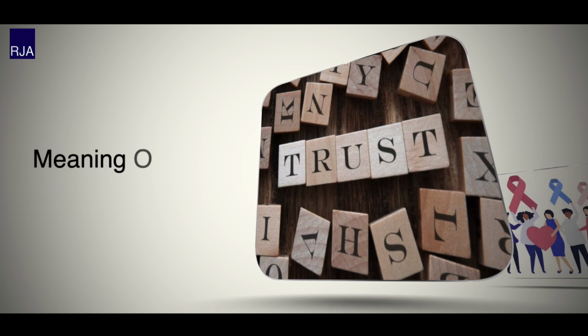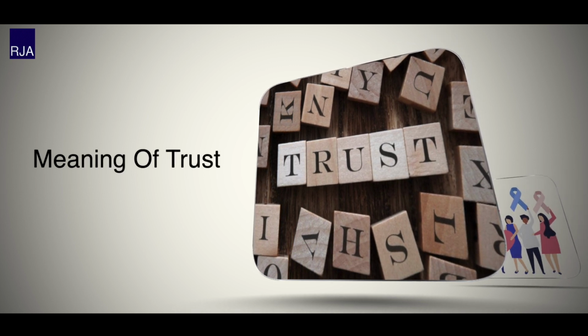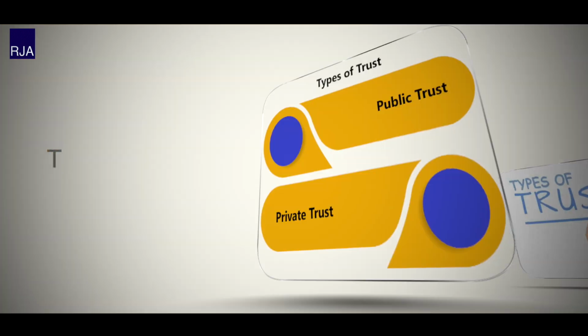Today we will be discussing the various aspects related to trust. So starting with, it is really important to know what a trust means. Trust is basically an arrangement where there are owners who are known as the trustor, and they transfer their assets to other people known as the trustees, who in return use such assets for the benefit of some third persons known as the beneficiaries.